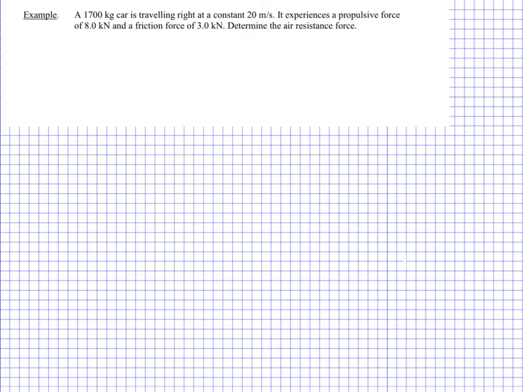So let's just get ourselves a free body diagram going here, and then we can hopefully analyze the different forces. Okay, so here's my car. I'm going to do a little schematic of a car. Here it is. We know the mass, so we might as well write this in here. The mass is 1,700. We know it's going at a uniform motion. It's going at a constant speed.